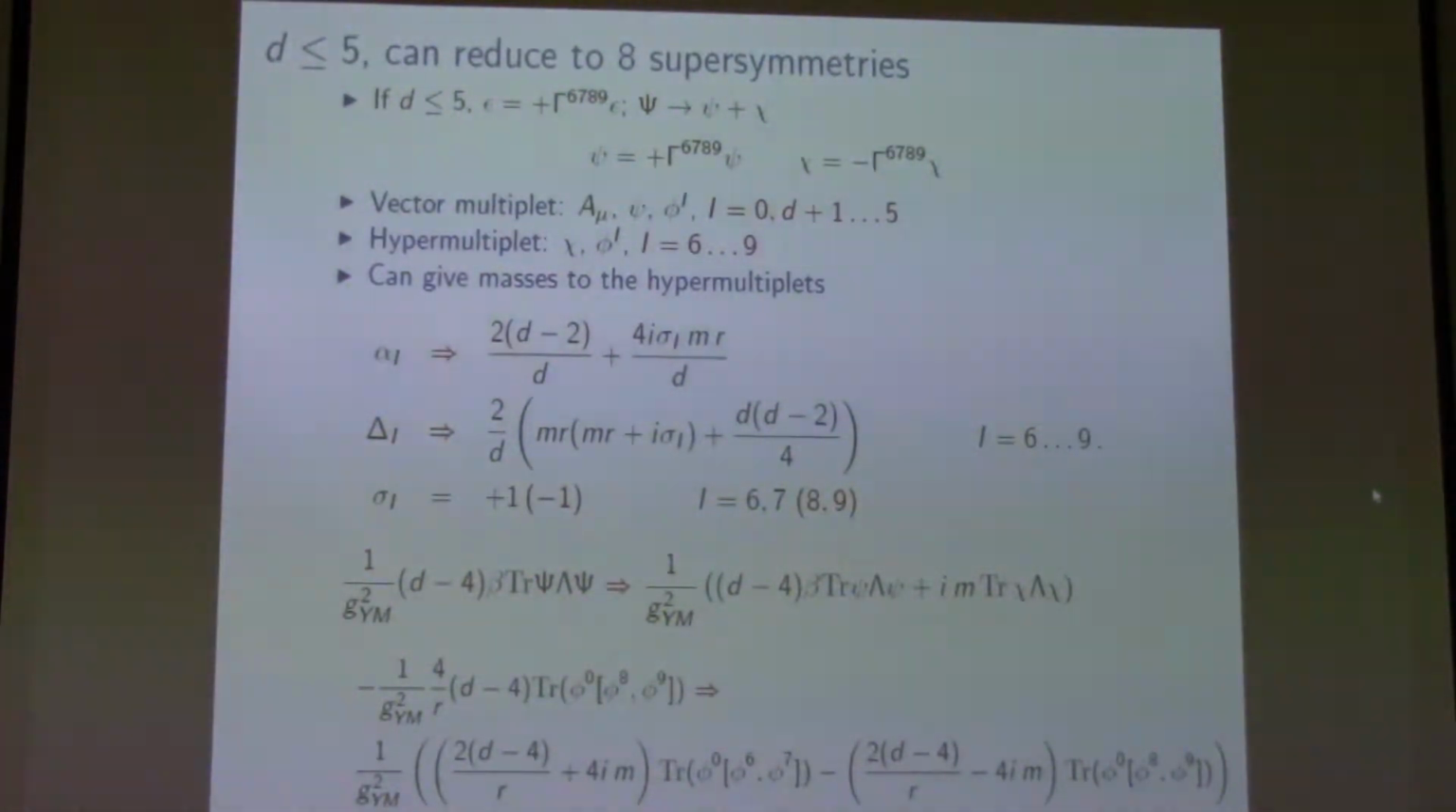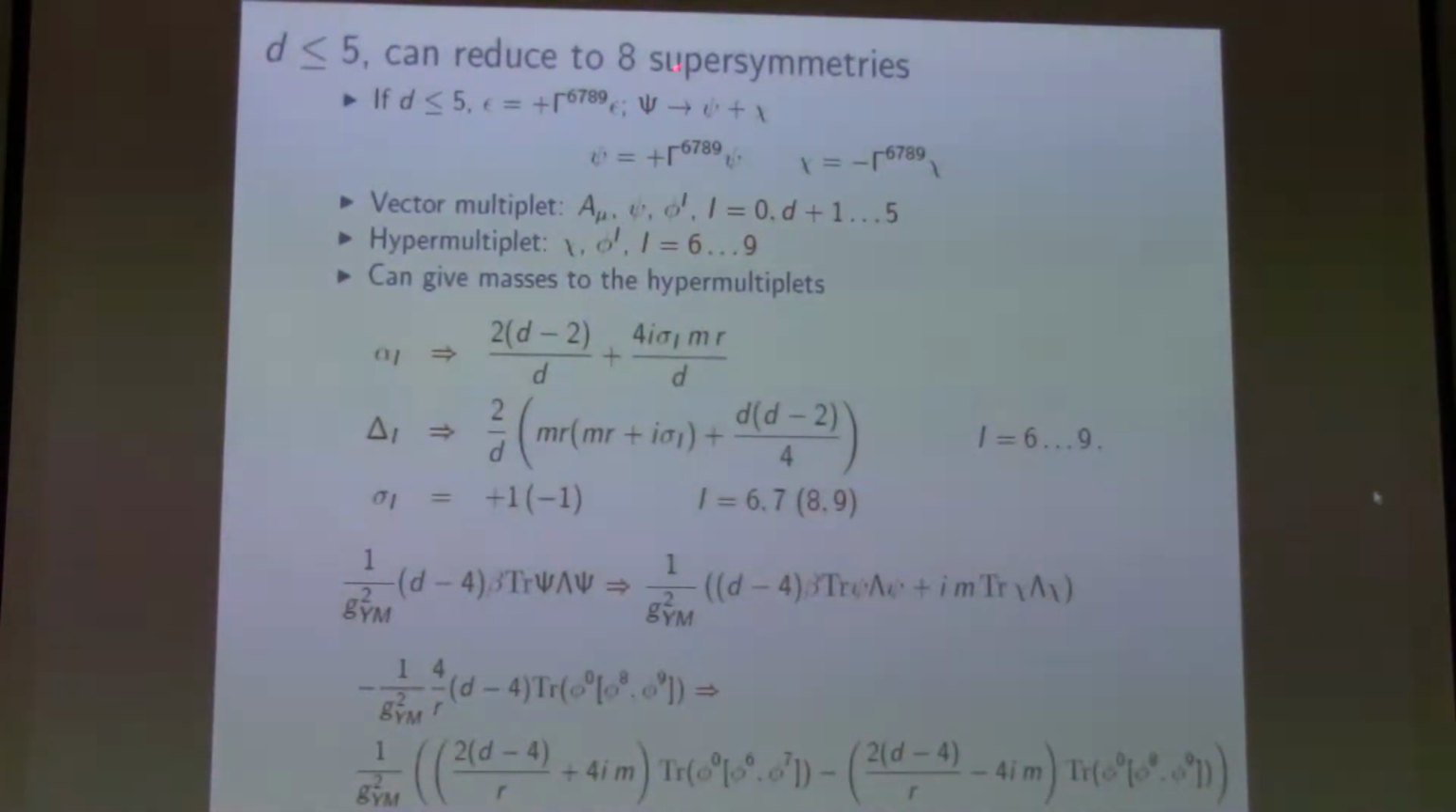So anyways, this was a way to construct things with 16 supersymmetries. But if D is small enough, we can reduce to 8 supersymmetries. It's small enough in our case if D is less than or equal to 5, because then we can choose a combination of gamma matrices, and we're going to need 4 of them. So we can reduce our allowed values of epsilon by a factor of 2, by imposing that if I take gamma 6, 7, 8, 9 and act on an epsilon, it's equal to plus epsilon.